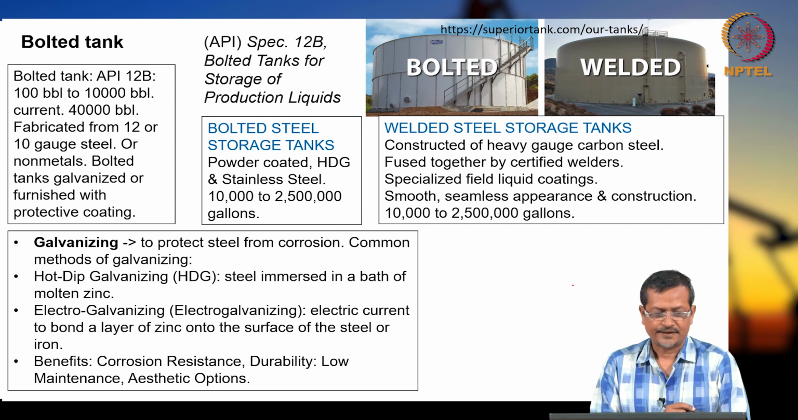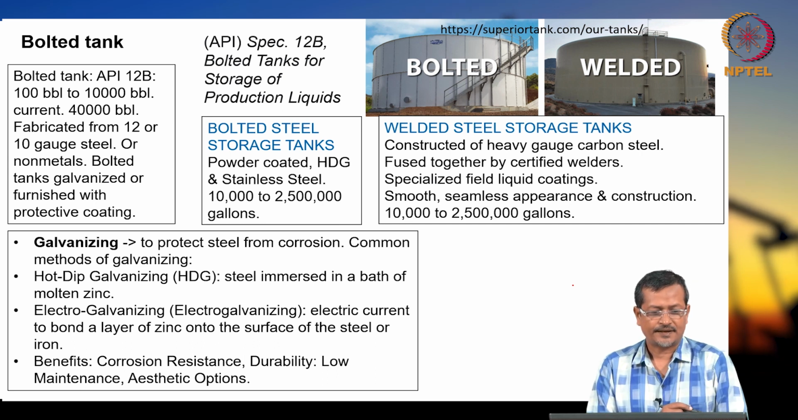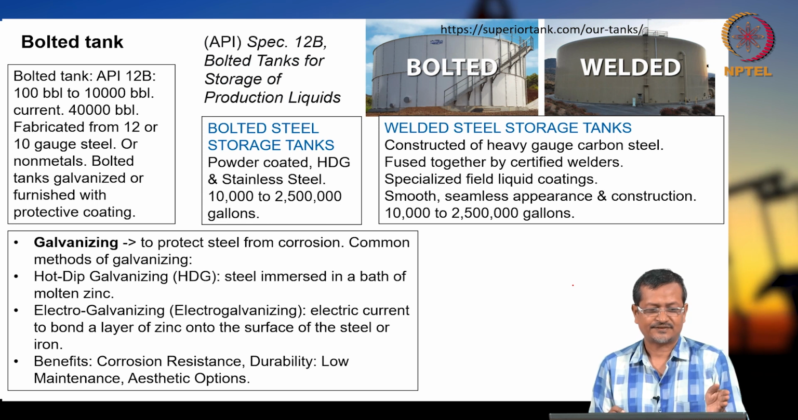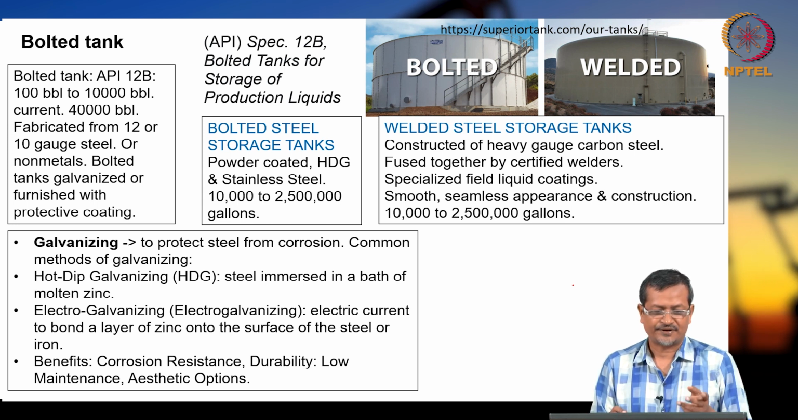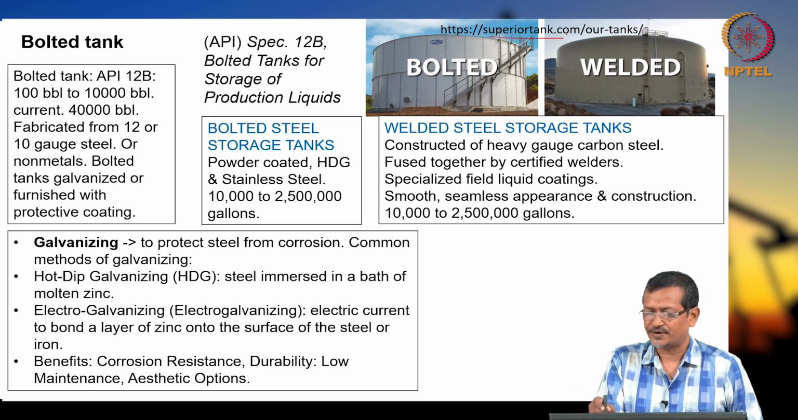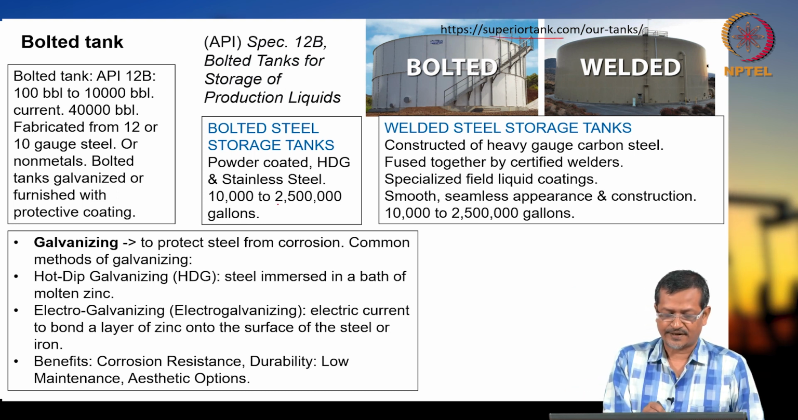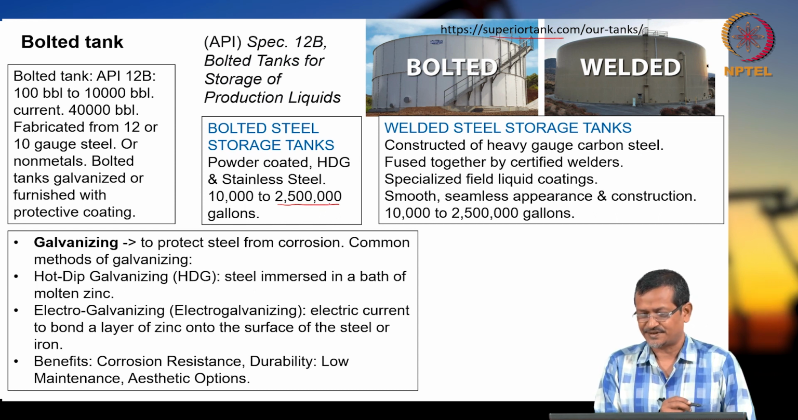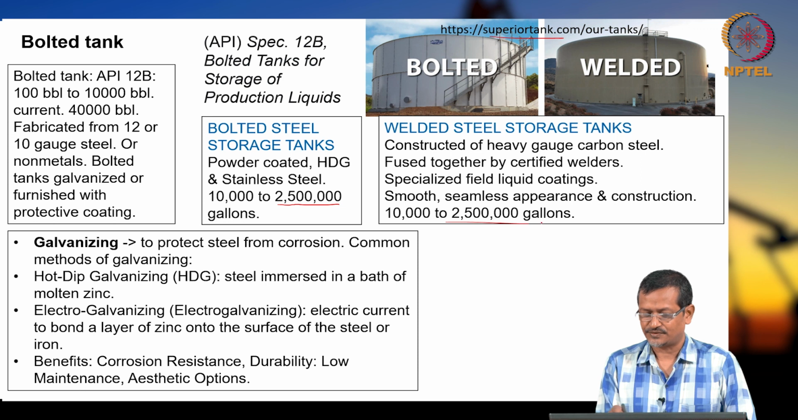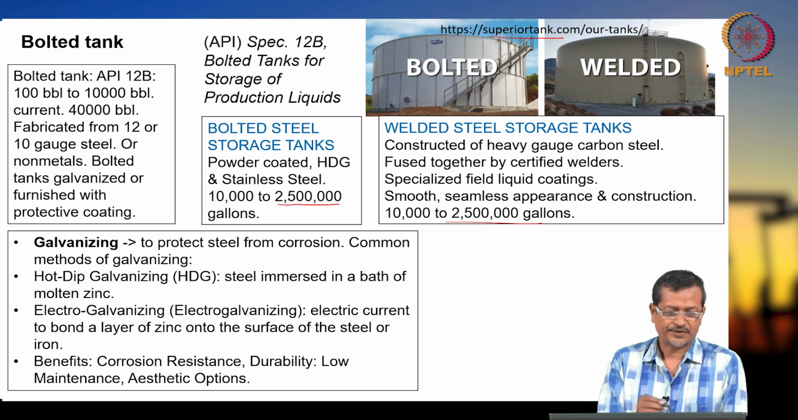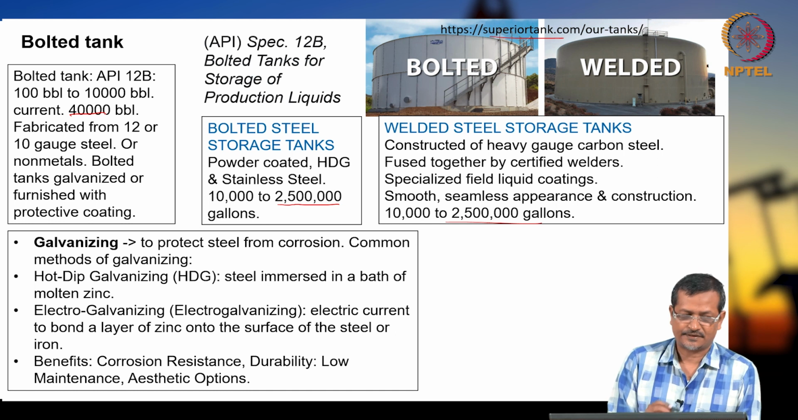So, bolted tank, API 12B they have given. You see this size increase. 10,000 barrel, currently 40,000 barrel, but one company here I found a superior tank, they have a bolted tank like 2.5 million gallons storage capacity also. Welded tank also, so it's a very big tank this company is producing. But the book is writing 40,000, maybe these are newer designs.